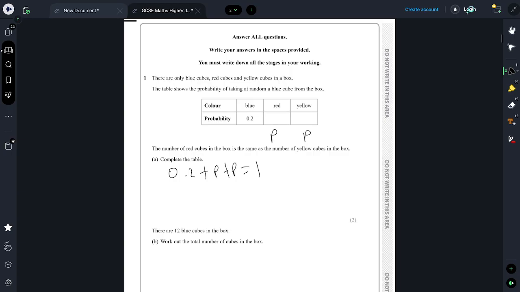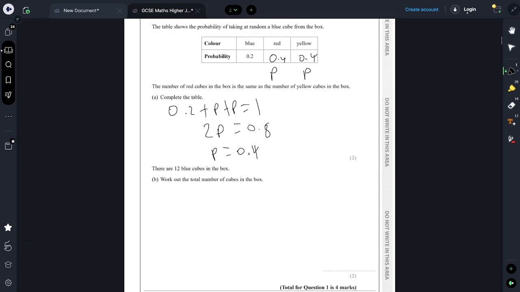So now we are just solving this equation. We know that 2p is going to be 0.8. That comes from 1, subtract 0.2 from both sides, and collect like terms, so p and p is 2p. And then p is simply going to be 0.4. So if we fill in the table, the probability of both of them is 0.4 each. You know this works because they're both the same and they both add up to 1. So that has to be right.